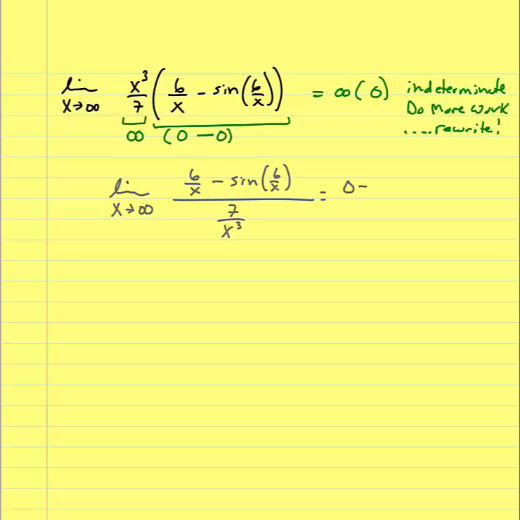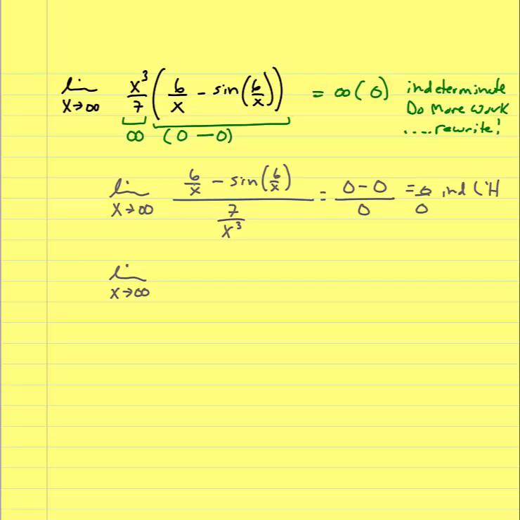This piece, 6 over infinity goes to 0, sine of 0 is 0. This bottom piece is also going to 0. 0 over 0 is indeterminate, L'Hopital's. Now I can apply L'Hopital's rule. These derivatives might be a little bit ugly, so I'm not sure if I want to apply L'Hopital's rule, but I'm going to. Okay, so let's go ahead and give this a shot.